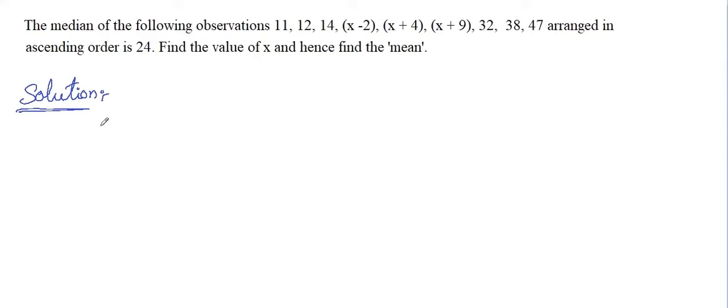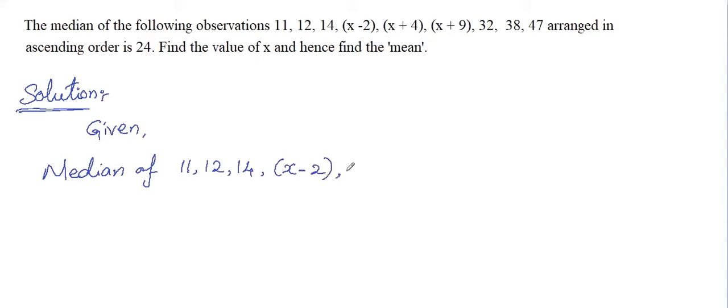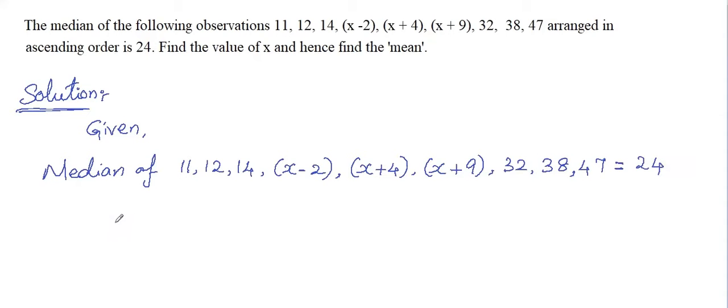Let's solve the question which I have written on the whiteboard. Given the median of the following observations, which are 1, 11, 12, 14, x minus 2, x plus 4, x plus 9, 32, 38 and 47, arranged in ascending order. The median of these observations is 24, and we need to find the value of x and also the mean of these observations. So the median is nothing but the middle number of the series.